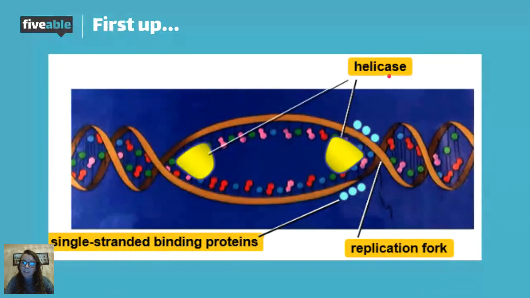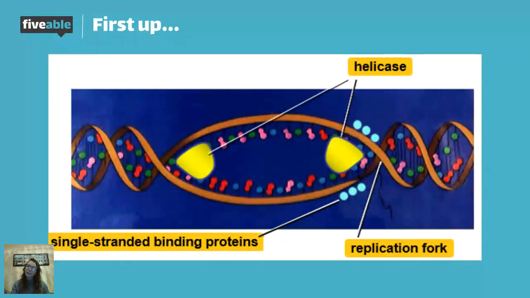Okay, so friendly reminder that anything that ends in ase is an enzyme. Anything that ends in ose, which we talked about earlier, is a sugar. Anything that ends in ase is an enzyme. And this is the enzyme that breaks apart the helix, right? Which is why it's called helicase.